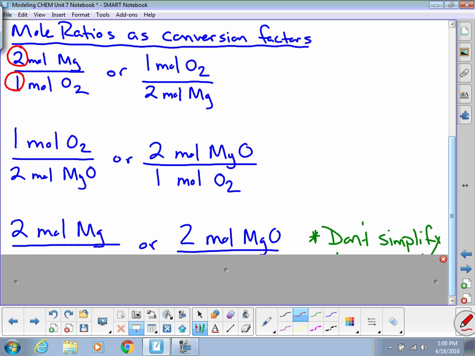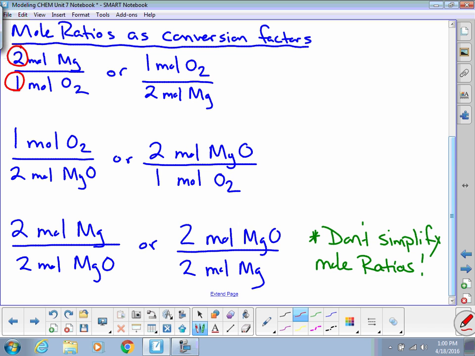If we were to write out all of the mole ratios, this is what we would end up with. So the ratio of oxygen to magnesium oxide and the ratio of magnesium to magnesium oxide. So we can relate reactants to reactants or reactants to products. And notice this note here at the end. It says don't simplify the mole ratios.